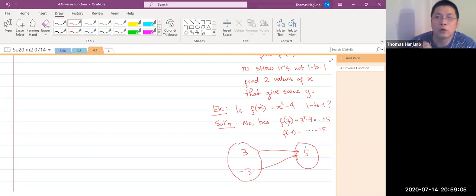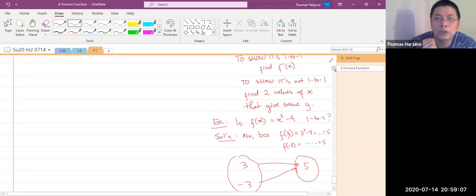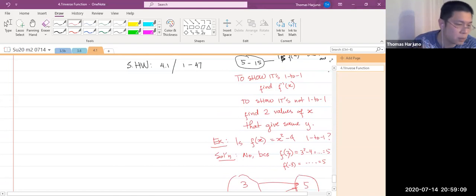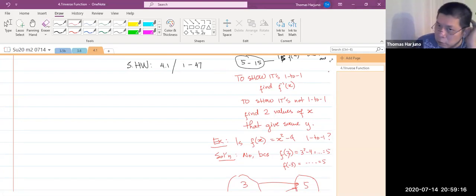Now, how do we show that the function is 1-to-1? One technique, in fact, this technique may not be acceptable to other teachers, but most teachers will be okay with this, is to actually find the inverse function.